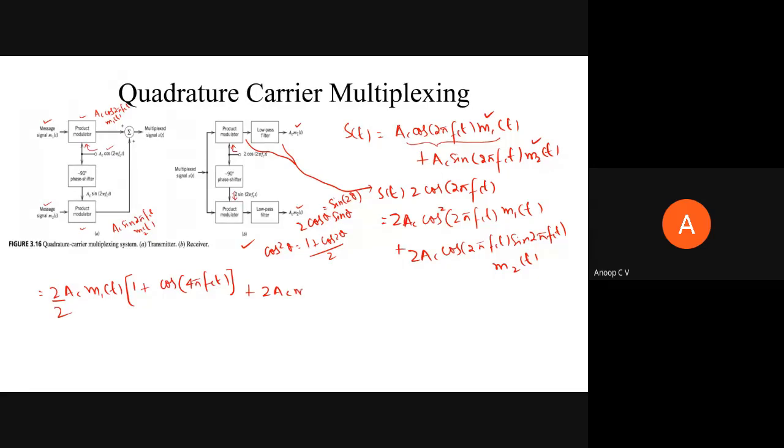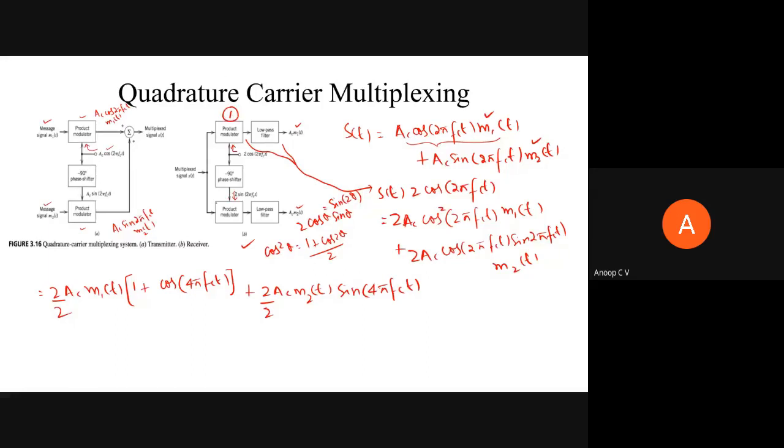So AC times m2 of t into half, I'll write here. It is sine 4 pi fct. So till here what I've written, is it correct? Whether it makes sense, I'm writing the output of the first product modulator.